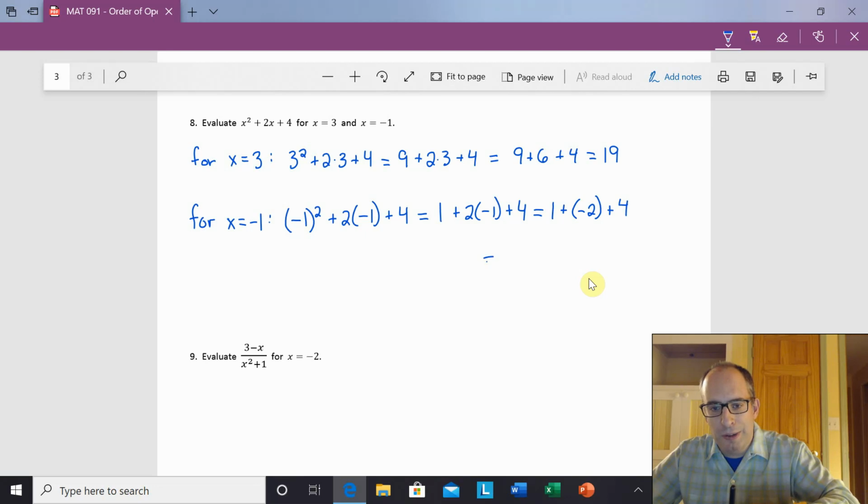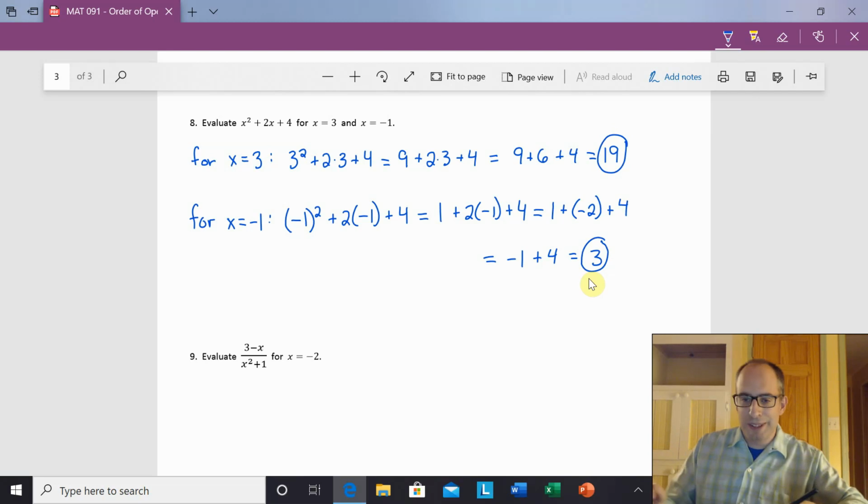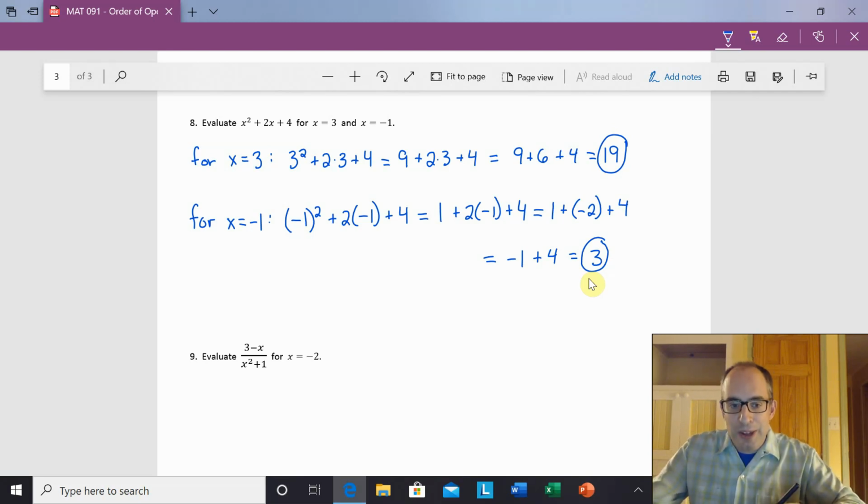And I guess I'll do these one by one. 1 plus -2 would be -1. So -1 plus 4. And then that would give you 3. And that's the answer. I guess I can kind of circle these and not obscure anything. That's nice. And then number 9 is the same kind of thing.